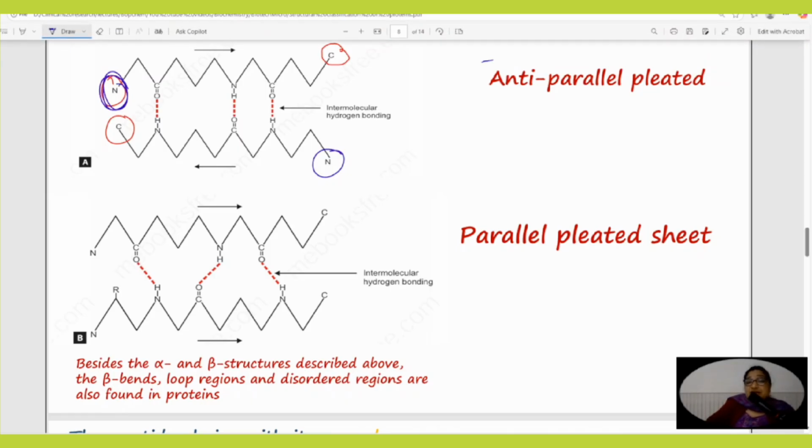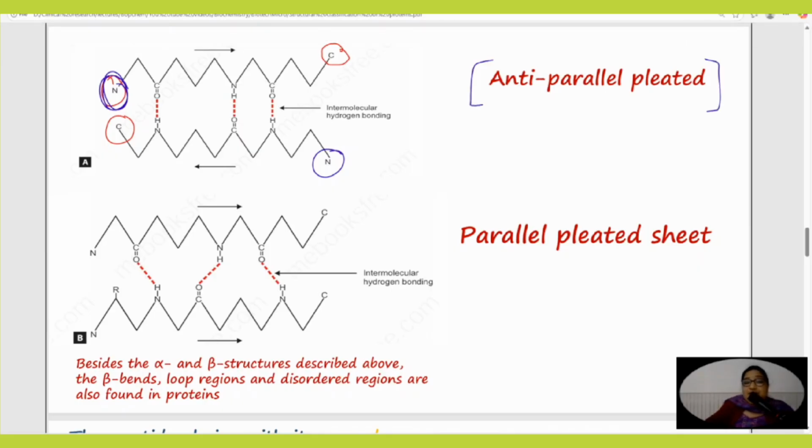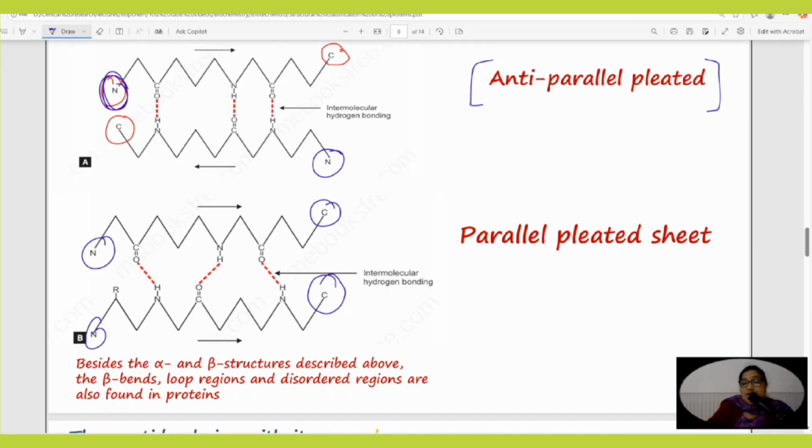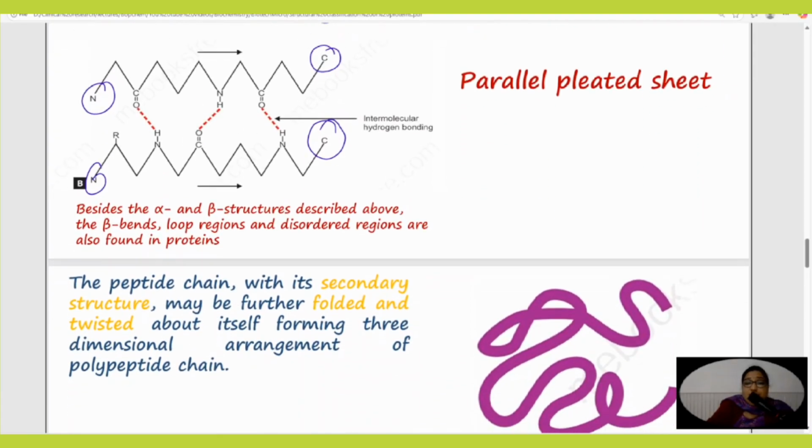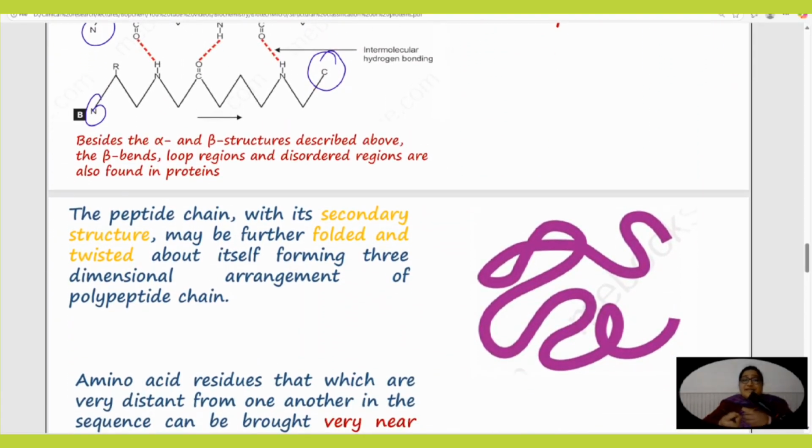Such beta pleated sheets are known as anti-parallel beta pleated sheets, and they have intermolecular hydrogen bonding, whereas the parallel beta sheet contains C terminal ends lying on one side parallelly, and N terminal ends lying on one side. So they are the parallel pleated sheets. Besides the alpha and beta structures, there are beta bends, loop regions and disordered regions that are also found in the protein.